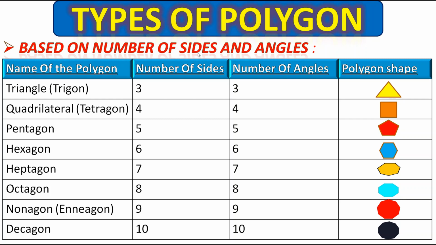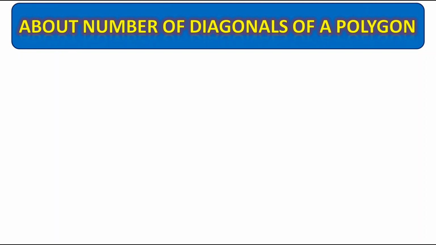Okay. Now there are 3 factors which we learn about the types of polygon, that is types of polygon which are based on sides, which are based on angles, and number of sides and angles. Okay. So now we will learn how to find out the diagonals of a polygon, means how many diagonals are there in any polygon. Okay. So for that we should know this formula.